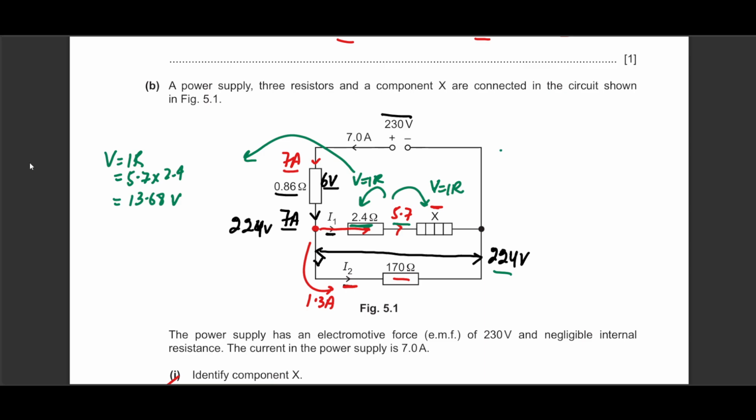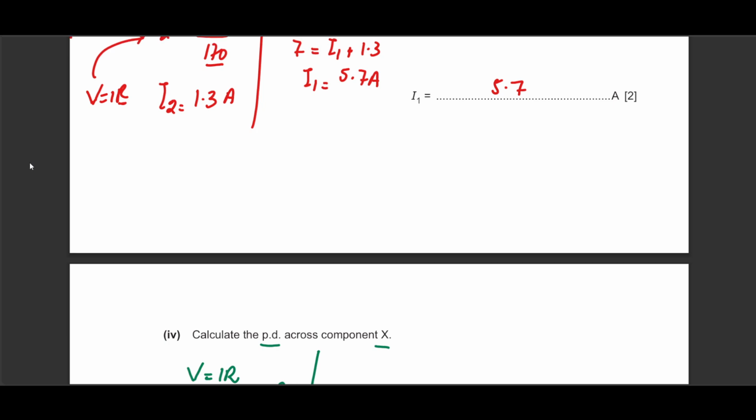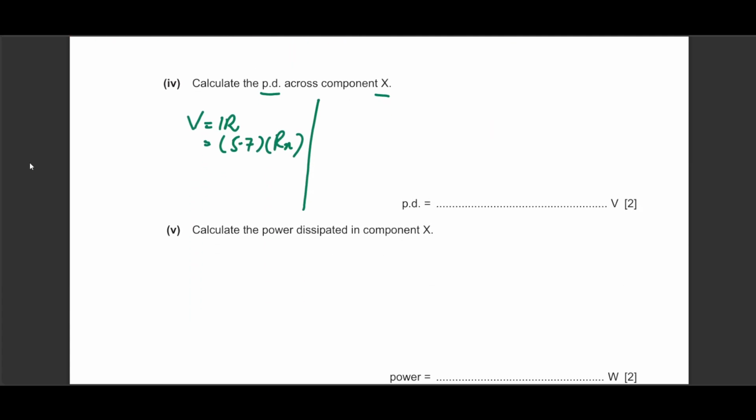And out of 224, 13.68 is used by this resistor, so the rest should be available for resistor X, which equals 5.7 into R. Let's find out the R in this method. So 224 minus the answer, divided by 5.7. This comes out as 36.89, which becomes 37, I guess. Yes, it becomes 36.8. All right.